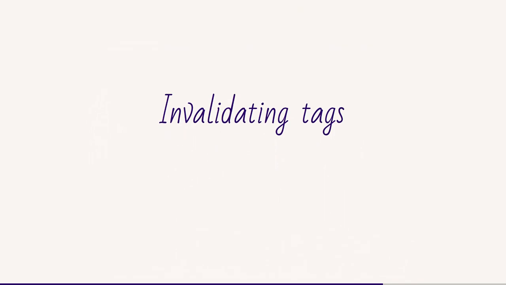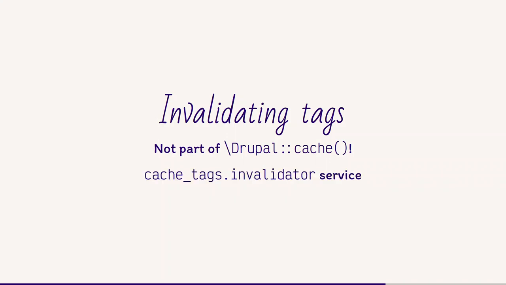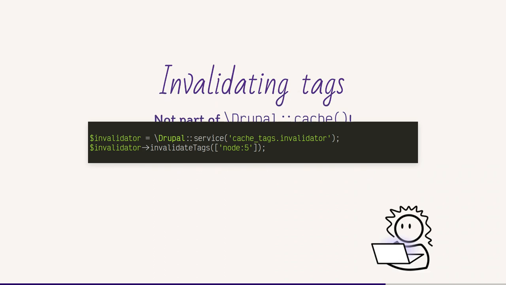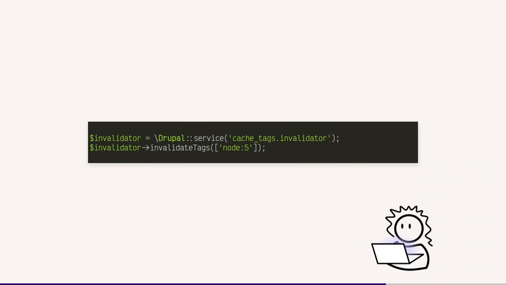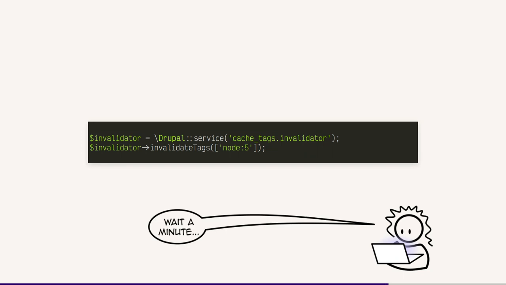How do you invalidate tags? This is where it gets a little bit confusing because you can't go to Drupal cache in order to invalidate a tag. There's a third service you have to pull up called cachetags.invalidator, and that's where you can do your tag invalidation. So we pull out the cachetags.invalidator service, and then we can just call invalidate tags, passing an array of cache tags to invalidate. So next slide, What is a mini-me? This is twice in this presentation.